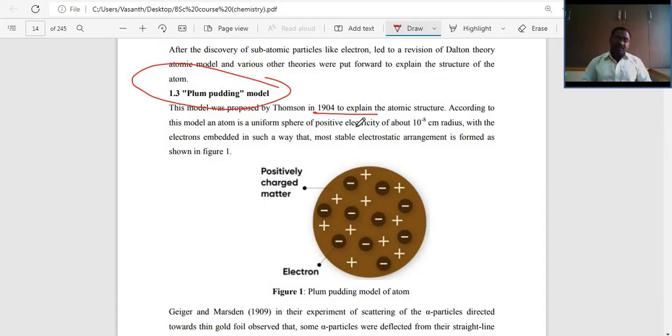According to this model, an atom is a uniform sphere of positive electricity of 10 to the power of minus 8 centimeter radius. This is most stable because of this electrostatic arrangement that is shown in the figure.